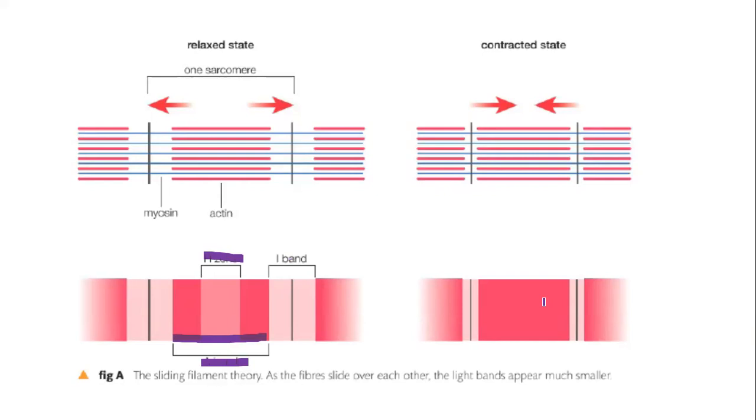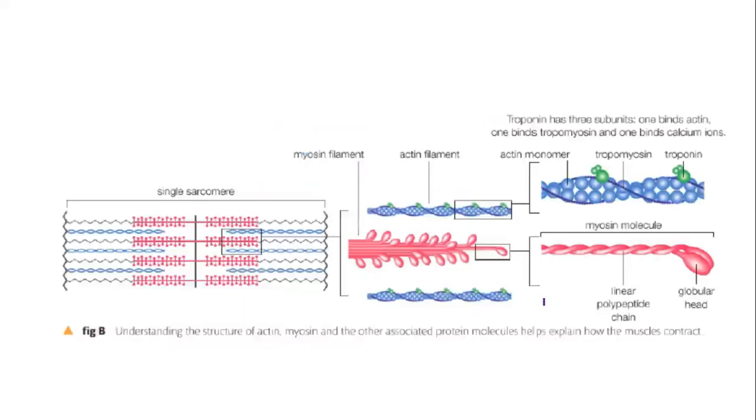So this suggests that the two types of filaments slide over each other during contraction. And now the scientists have come up with the sliding filament theory that explains how the muscles are going to be contracting. Now, when we take a look at the structure of actin and myosin, this is basically what it's going to be looking like, right?